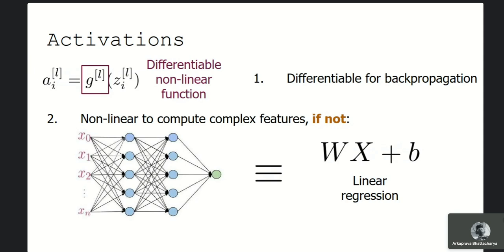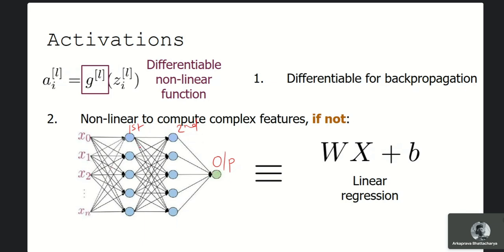So this I have already told. If your activation function is not non-linear, then we cannot compute complex features. And suppose, let us see this neural network. We have these three layers of neurons. The input layer is never counted as a layer. So this is my first hidden layer, this is my second hidden layer, and this is my output layer. So it's a three-layered neural network.